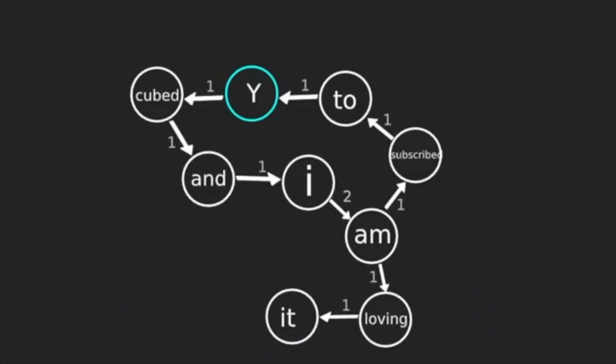So here's an example of what I mean by that. Let's take the graph that we just saw. And let's say that our starting word is Y. So I'm at Y. There's only one arrow out and it's to cubed. So my generated text is going to be Y cubed. And because and is the only word that follows cubed, and then of course I, because I is the only thing that follows and, and then am, right? So Y cubed and I am. Well, now we have two arrows out of am. We have an arrow to subscribed and an arrow to loving.